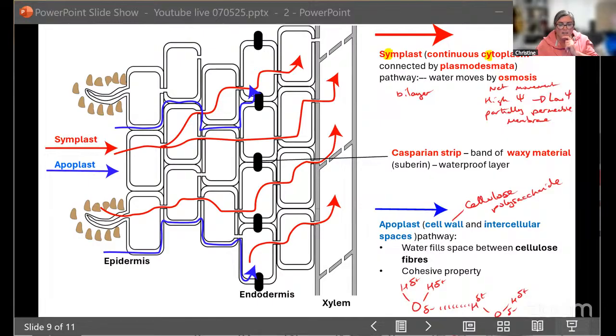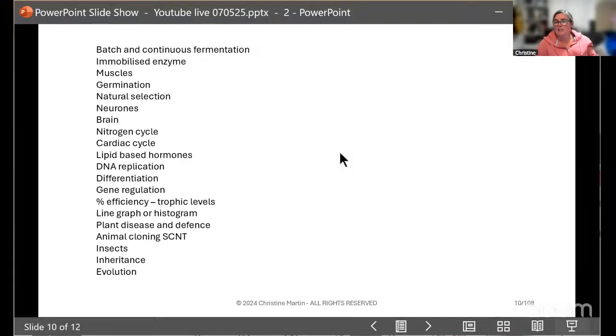Oh, there we go. Hold on. If I were to make any predictions whatsoever, because we're getting so close to the exam, then this would be my predictions. So my predictions would be batch and continuous fermentation, immobilized enzymes, muscle. I feel like gibberellins and germination.